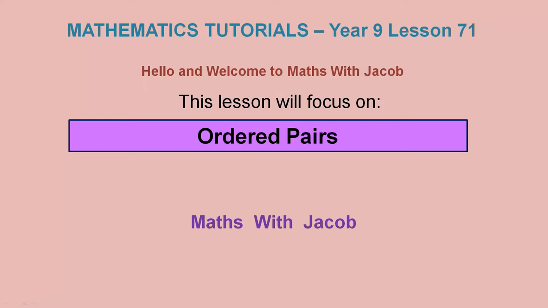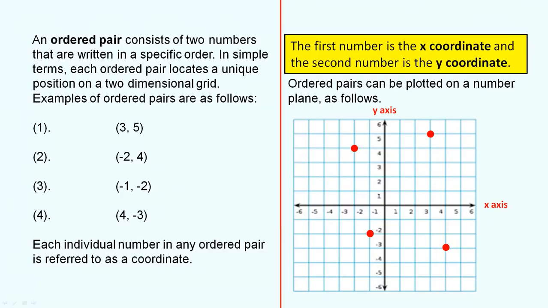This lesson will focus on ordered pairs. An ordered pair consists of two numbers that are written in a specific order. In simple terms, each ordered pair locates a unique position on a two-dimensional grid.